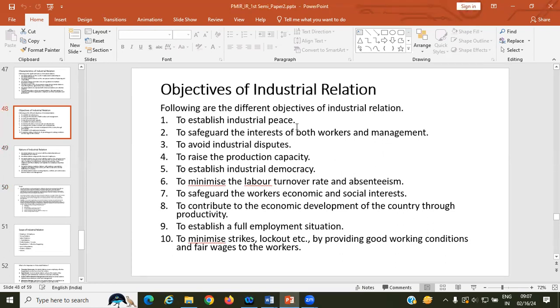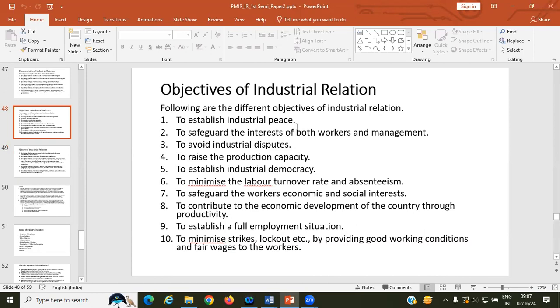What benefits the employees are getting, and in industry as a unit, what benefits are getting from the relationship. We discussed the objectives and benefits. Today we'll understand the scope.